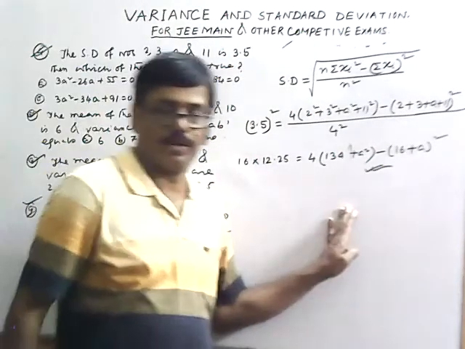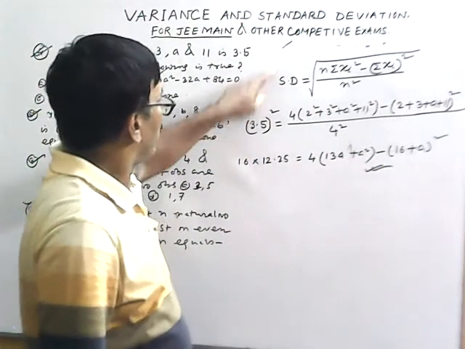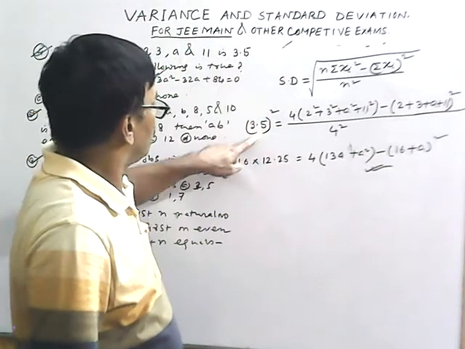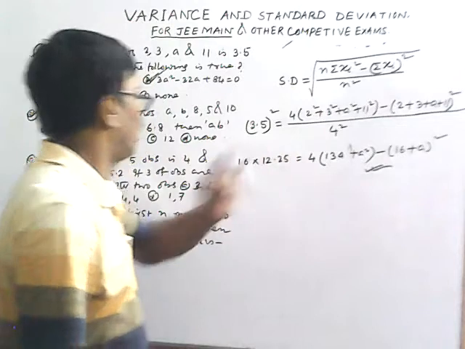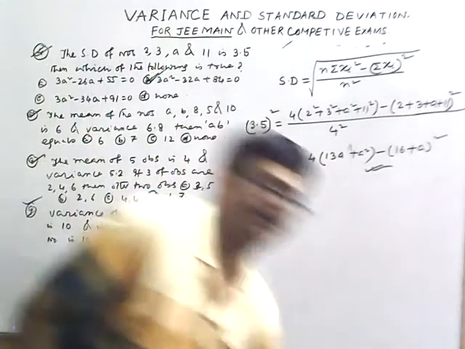You calculate. So look, standard deviation. So this is variance without root, 4 square. So simplify and we get the result.